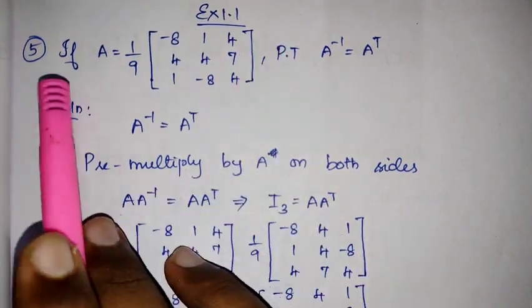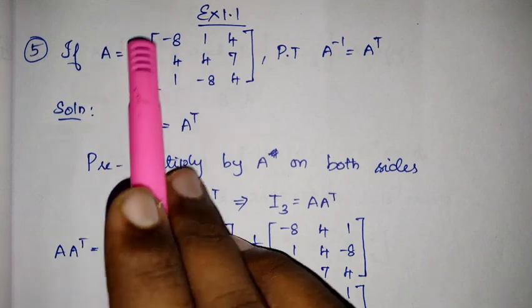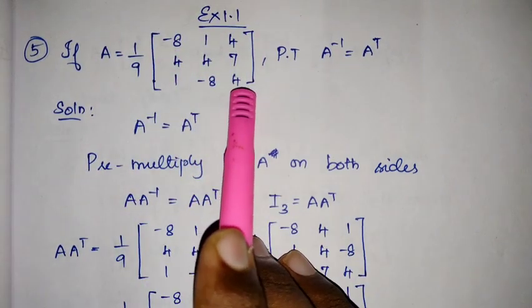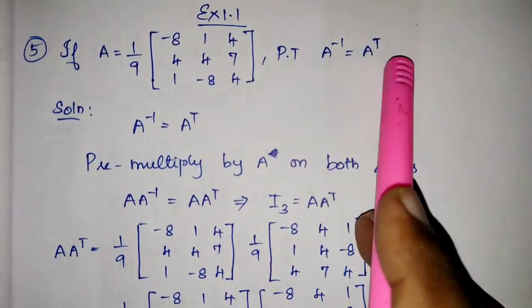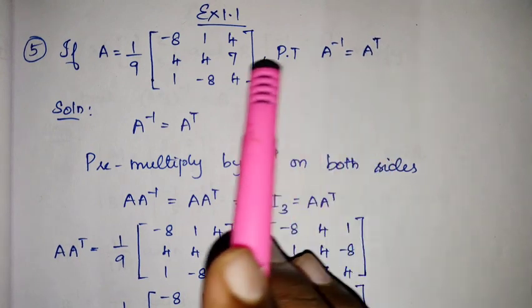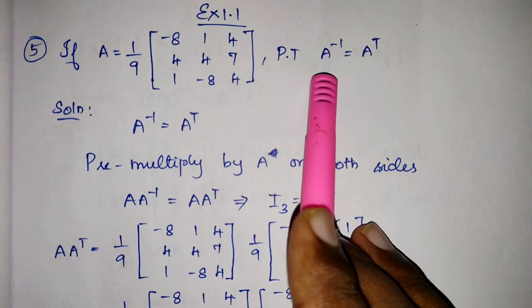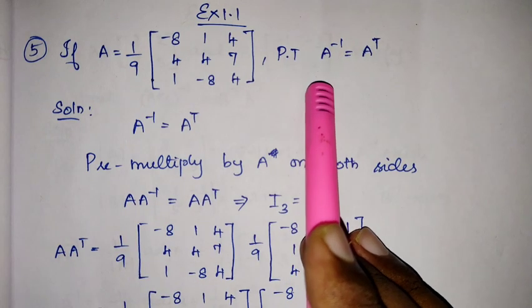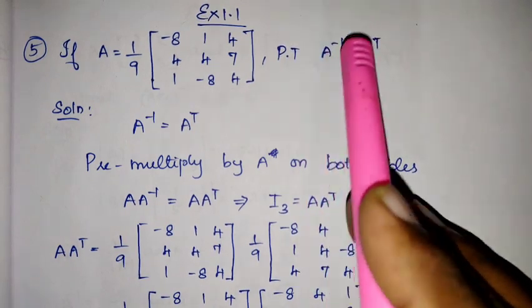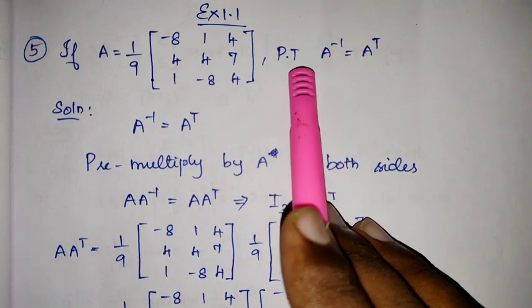Exercise 1.1, sum number 5. If A is equal to 1 by 9 into a 3 by 3 matrix, prove that A inverse is equal to A transpose. Previously I told you that in a 3 by 3 matrix, finding A inverse is a little bit difficult, so that is today's task. So what you have to do is just eliminate this. To eliminate this, what do you have to do? Pre-multiply or post-multiply by A.